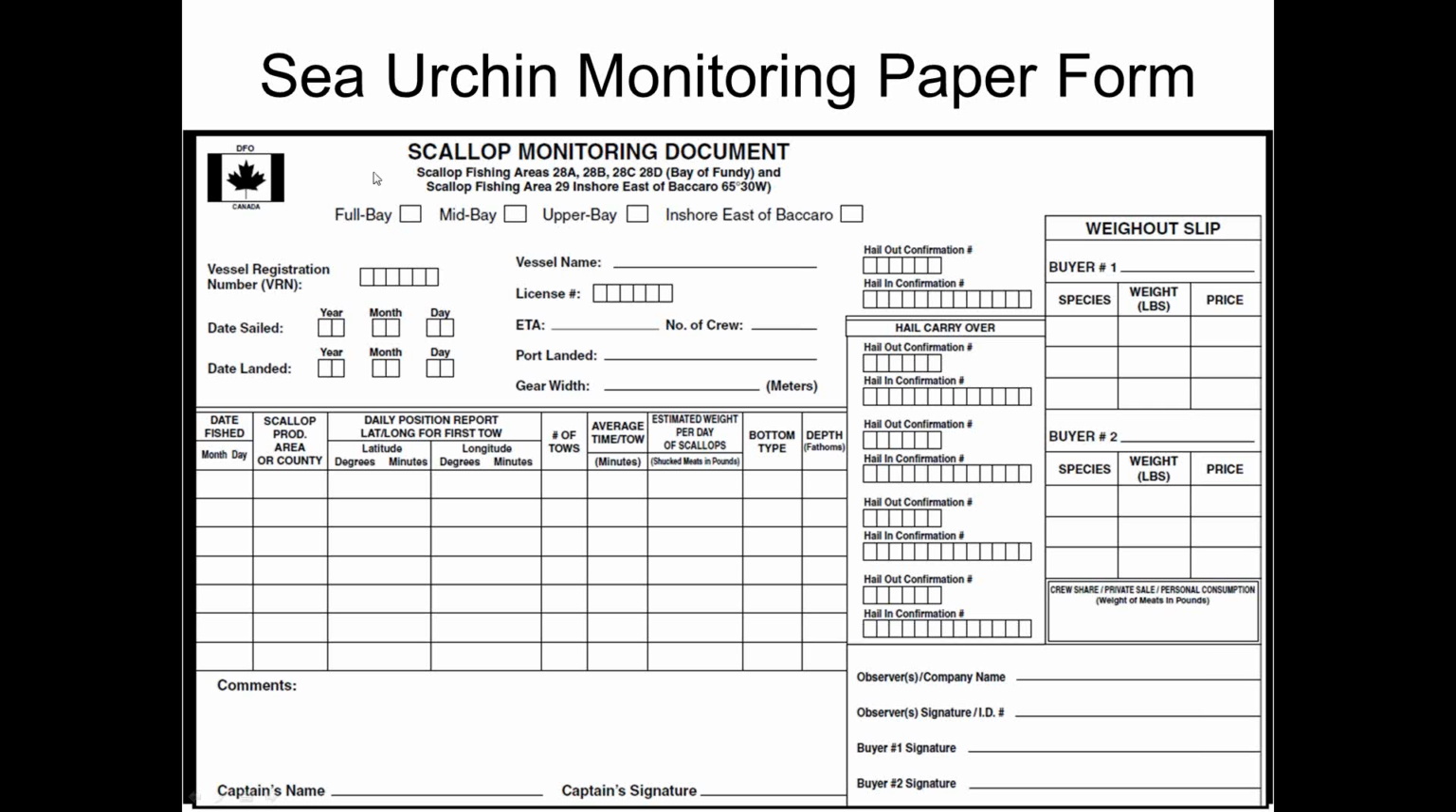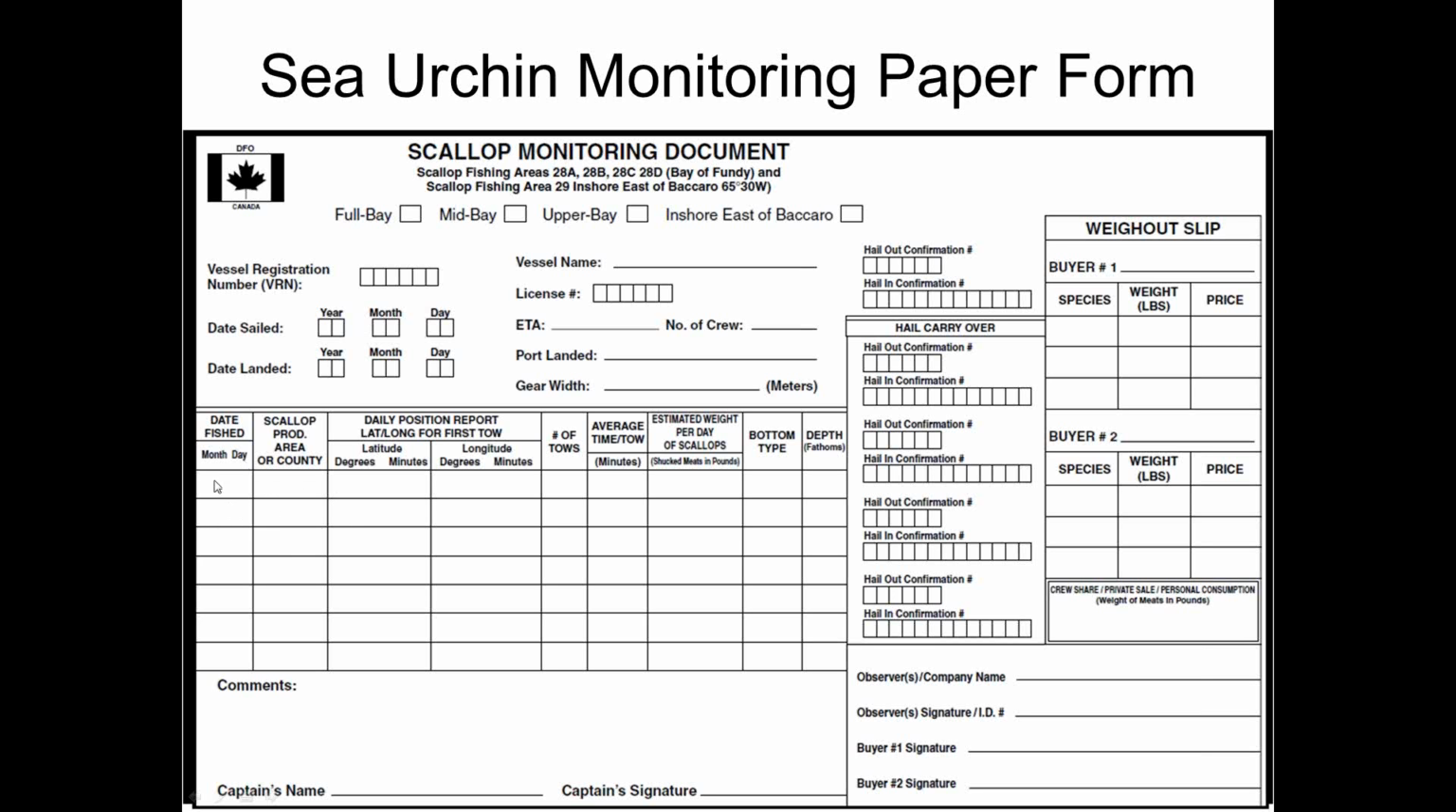So just like we were talking about before, there's some header information: where you were doing your surveying, the vessel registration number, the vessel name, the license, the crew, that type of information. Then you have each individual line related to the tow.